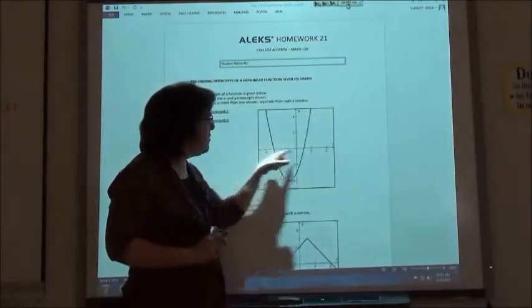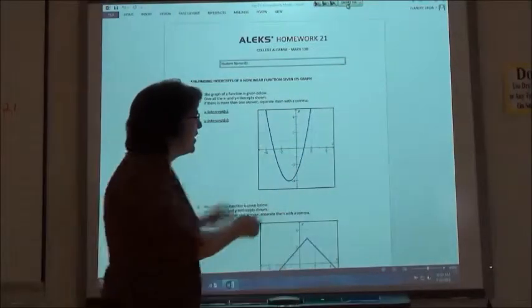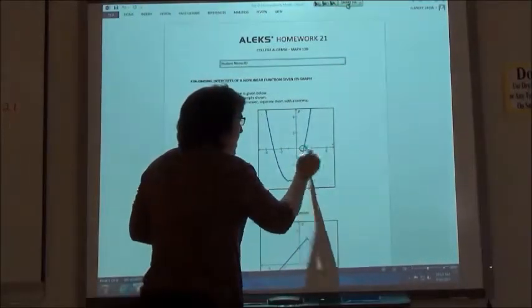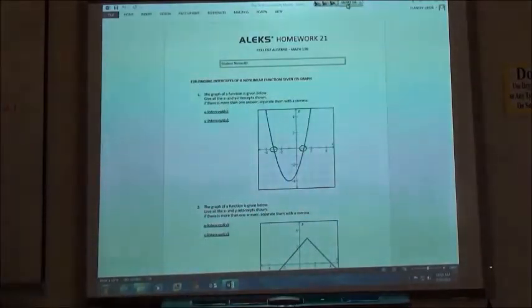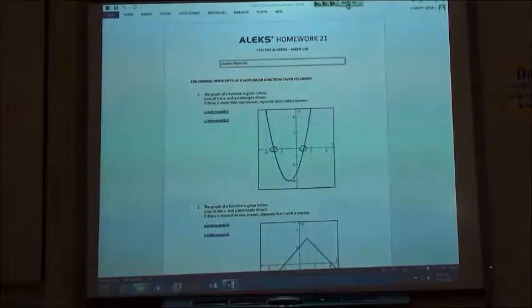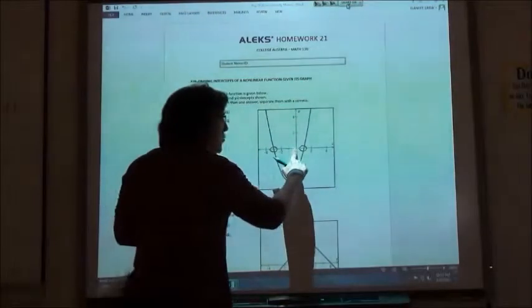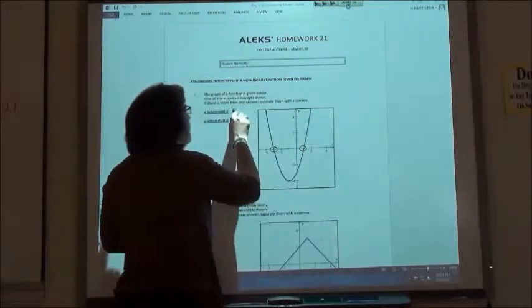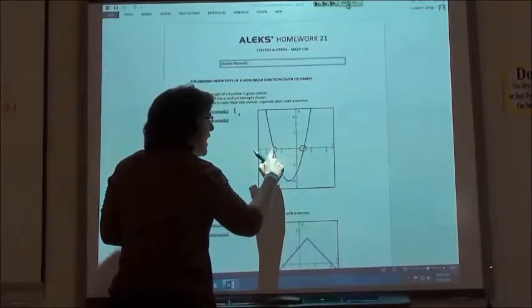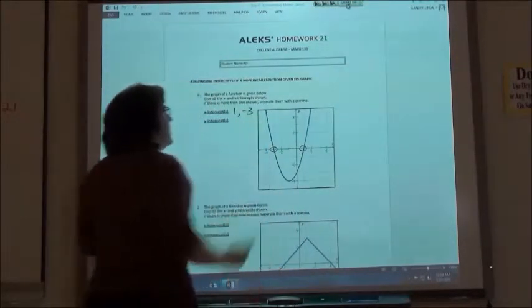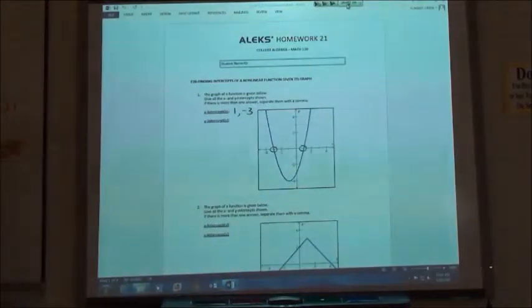In this case, if I look at my x-line, this graph touches right here, and it touches right here. It has two x-intercepts. We're just going to name the points on the x-axis where they touch. So this one touches at 1. This one is at -1, 2, 3, -3. So my x-intercepts are at +1 and -3.